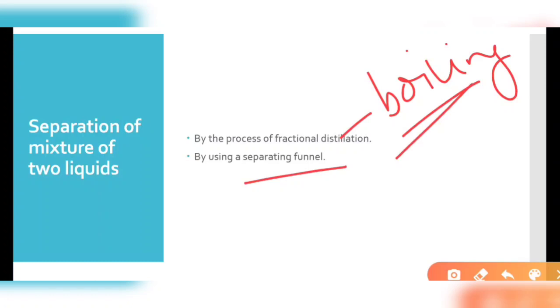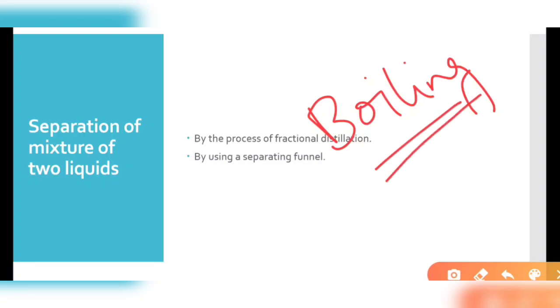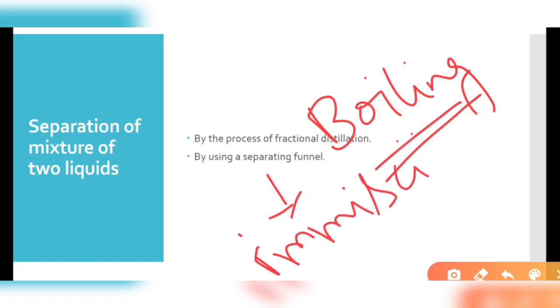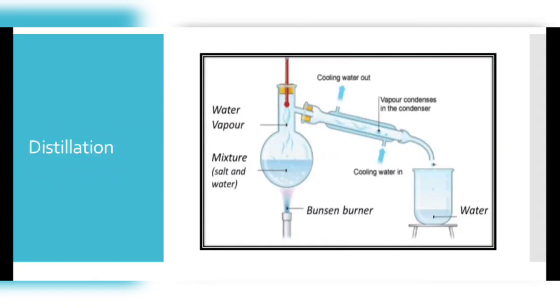If the two liquids are miscible in each other, meaning they mix completely with each other forming a solution, then we have to separate them with the help of their boiling points. By finding their boiling points, we can separate them easily. But if they are not mixed with each other, these types of liquids are known as immiscible liquids, and these can be separated by using a separating funnel. Let's learn about these. Firstly, the distillation process.